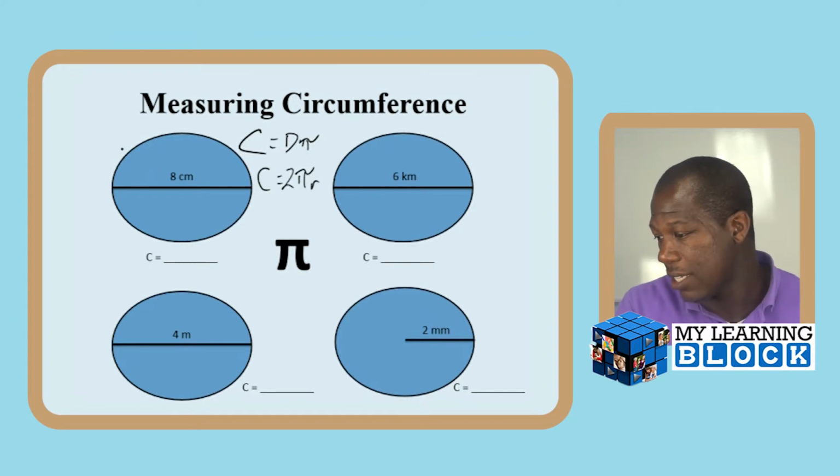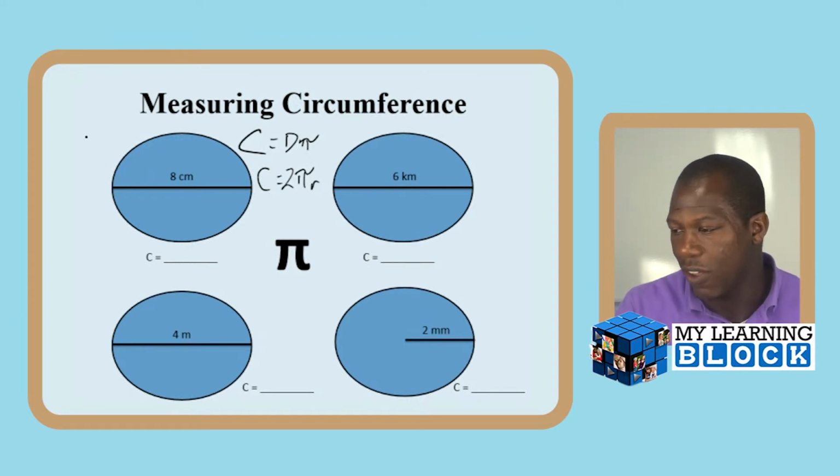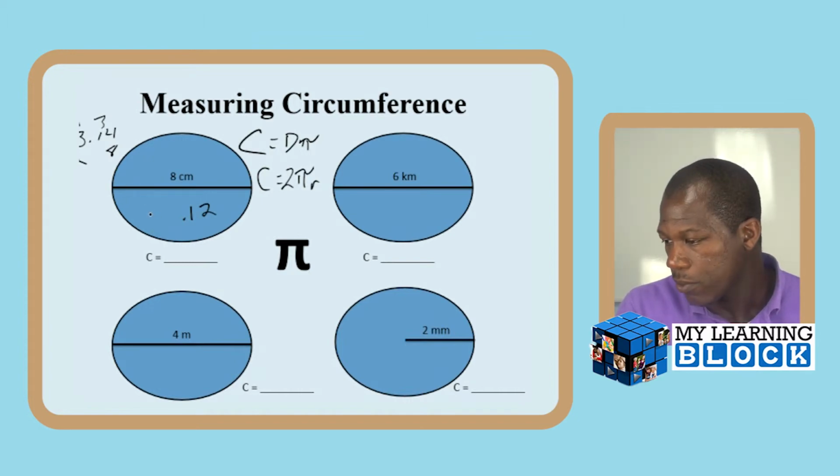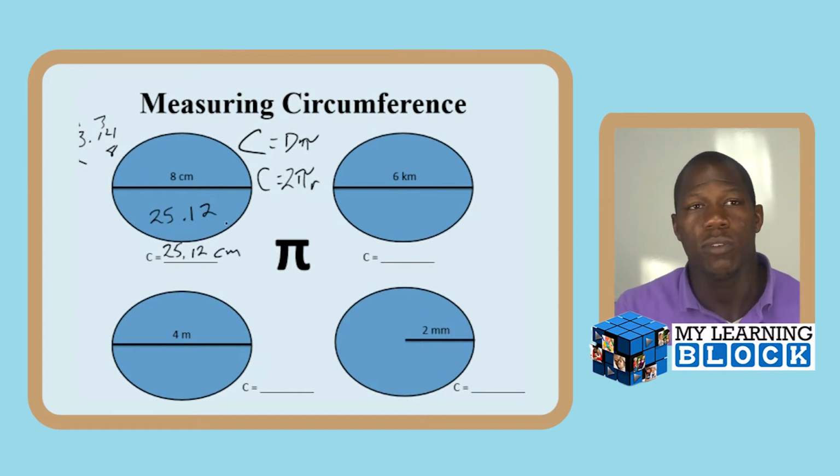Now we have 8 is the diameter here, and I'll try to do this as fast as possible. So 3.14 times 8. I'll do it down here. 4 times 8 is 32. Carry my 3. 8 times 1 is 8, plus 3 is 11. And then I carry my 1. And 8 times 3 is 24. So the circumference of this circle should be 25.12 centimeters. All right, 25.12.